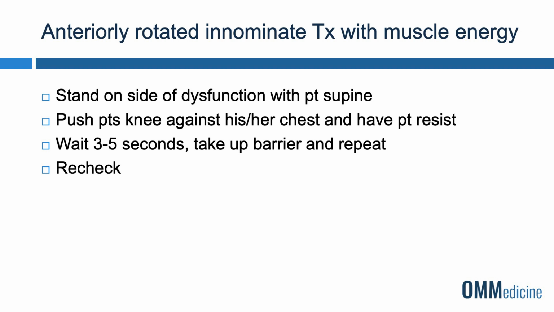You're going to have the patient lay supine and you're going to stand on the side of the dysfunction. If it was a right-sided issue, you would stand on the right side. You're basically going to push the patient's knee against their chest and have them resist this motion, have them push against you. You're going to do this for 3 to 5 seconds, take up the new barrier, and then repeat. And obviously, as always with OMM, we are going to recheck the dysfunction.